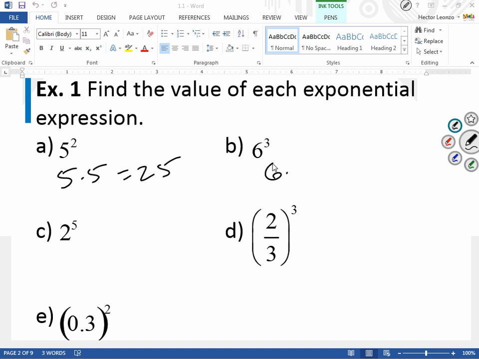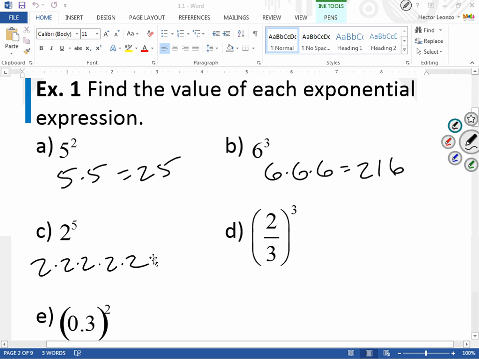Now here, 6 to the third. What that means is 6 times 6 times 6. So I'm just going to use a calculator for that. 6 times 6 times 6, 6 to the third power. According to my calculator, it is 216. Here, 2 to the fifth just means 2 times 2 times 2 times 2 times 2, right? 2, five times. So we multiply that out, and that happens to give us 32.